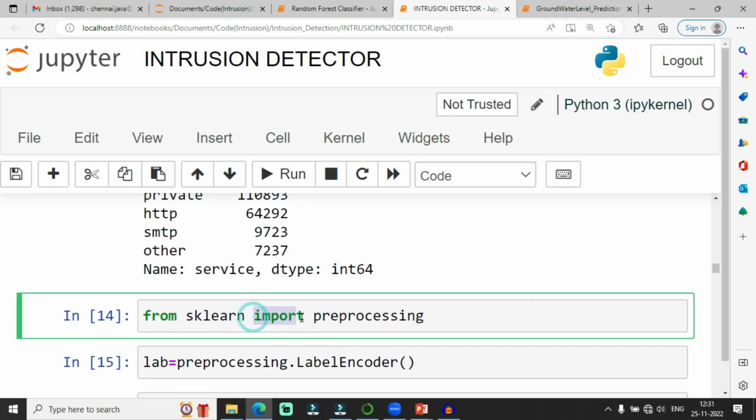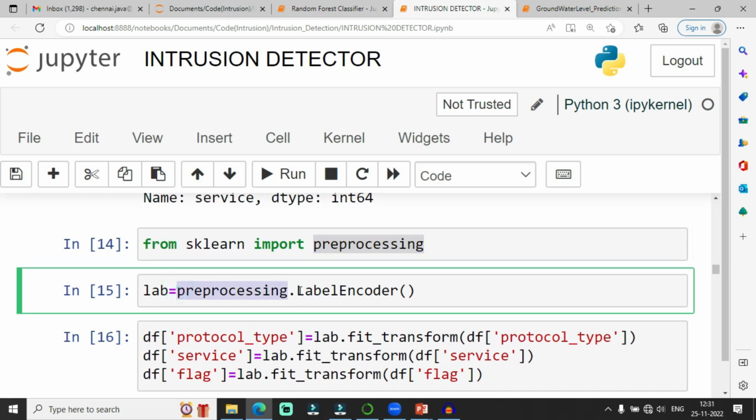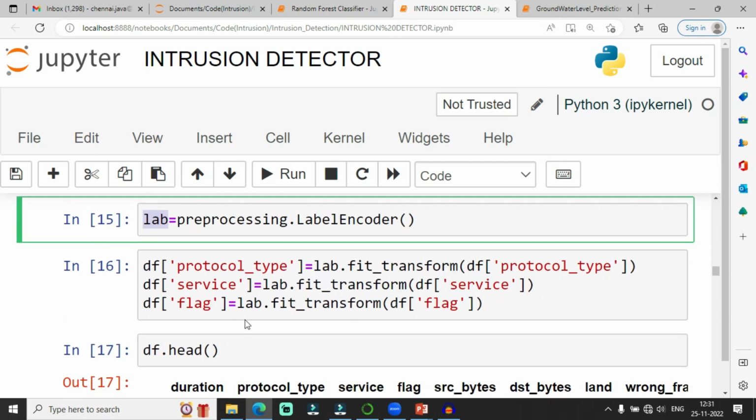So from sklearn, I am just importing this preprocessing module. Whatever the essential modules are, I have to import the corresponding module from the sklearn library. And using this preprocessing, I am calling this LabelEncoder. So I am initializing this label encoder. It is stored in the variable lab.